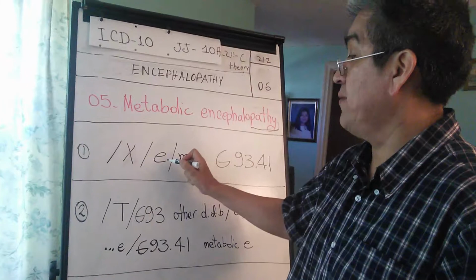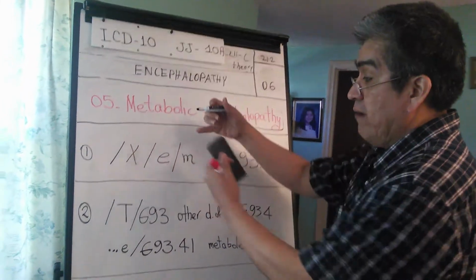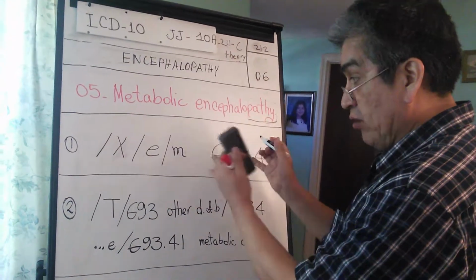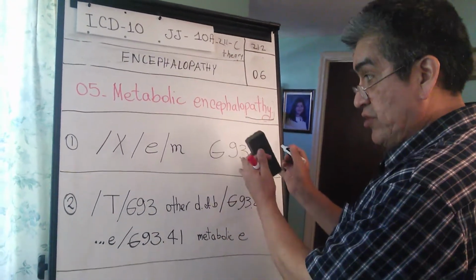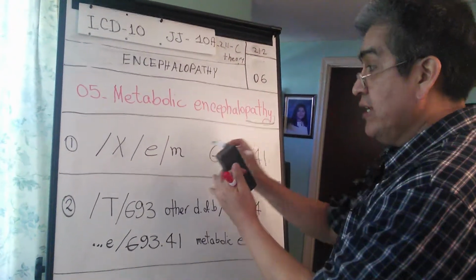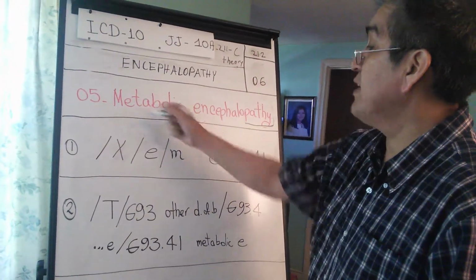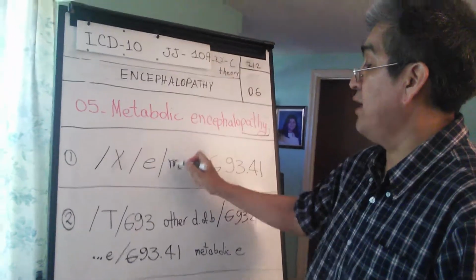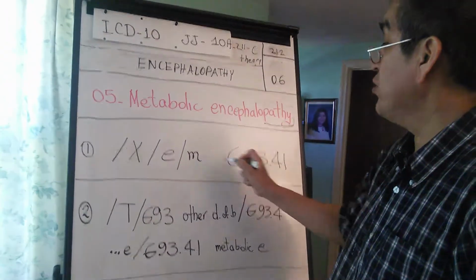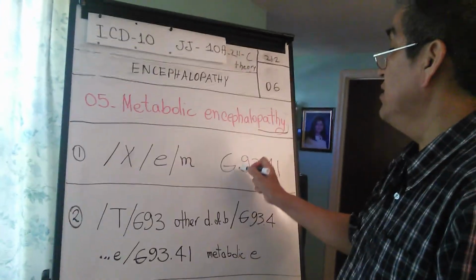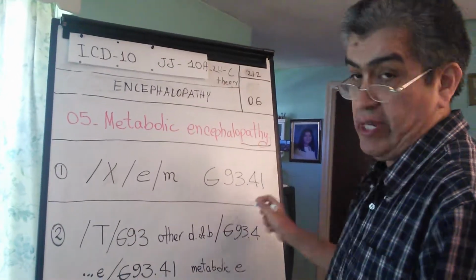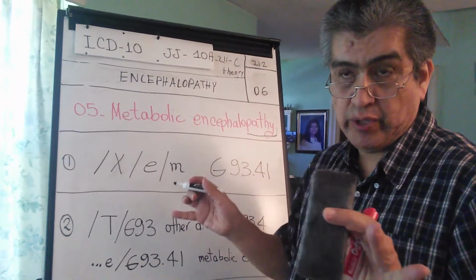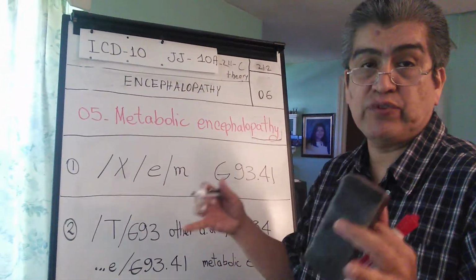You find encephalopathy, right? Now, below encephalopathy, there are subcategories, with a little indentation to the right, and you're going to look for metabolic there. So you found encephalopathy, then you go to metabolic. Once you find metabolic, you're going to find this code, G93.41. You would think, okay, I found my code. No, that's not the final step, because you have to check.